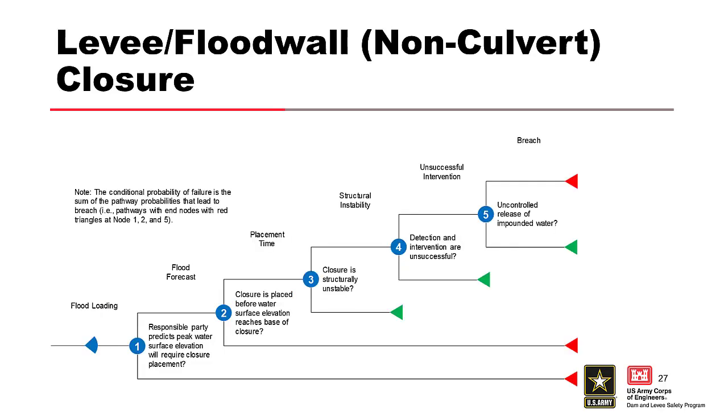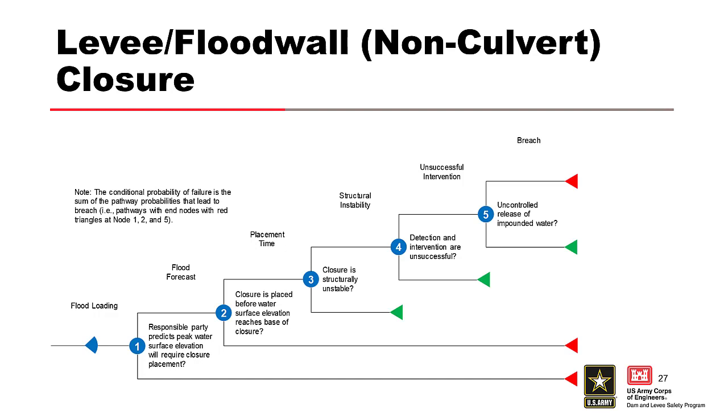So I'm going to switch gears and talk about closure structures on levees. Often there are roads or railroads that traverse the levee alignment. These openings in the line of protection must be closed during a flood event. Closure structures can include slide gates, swing gates, as well as stop log structures and sandbag closures.